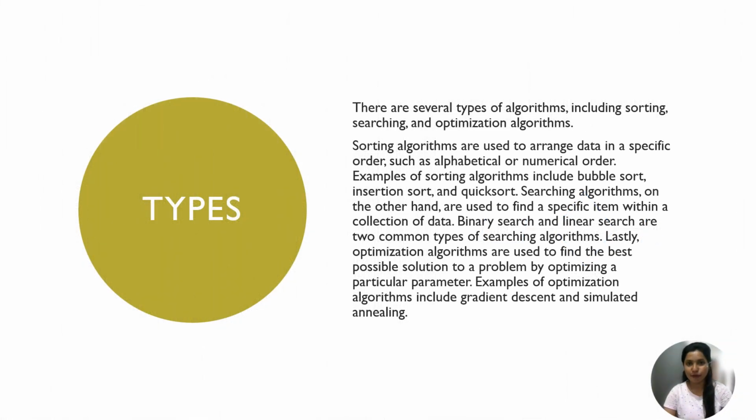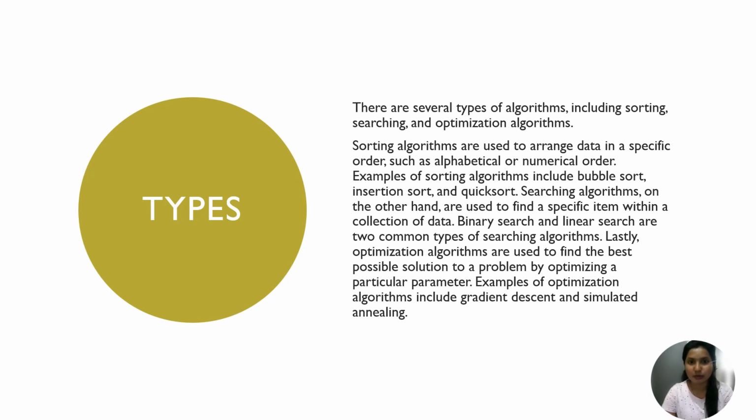Next, types of algorithms. There are several types of algorithms, including sorting, searching, and optimization algorithms. Sorting algorithms are used to arrange data in a specific order, such as alphabetical or numerical order. Examples of sorting algorithms include bubble sort, insertion sort, and quick sort.